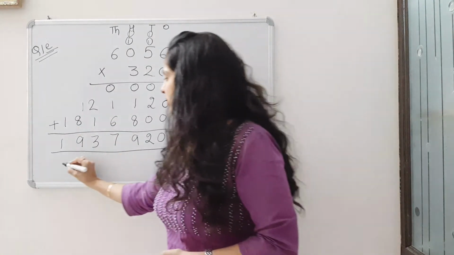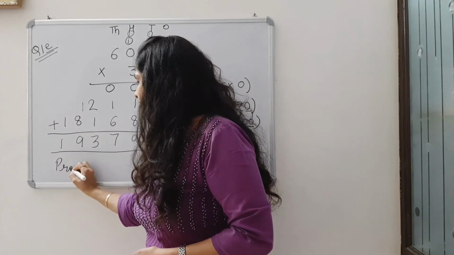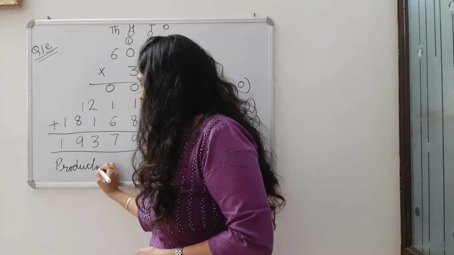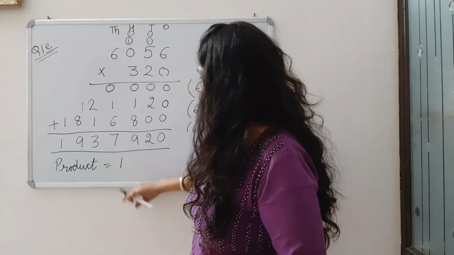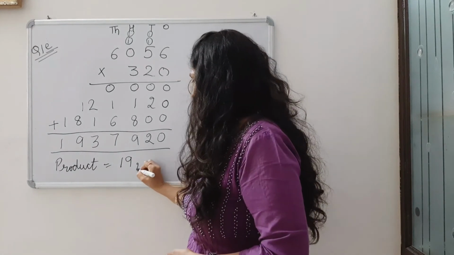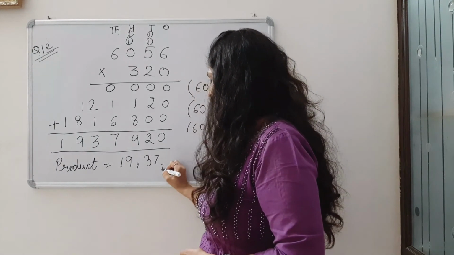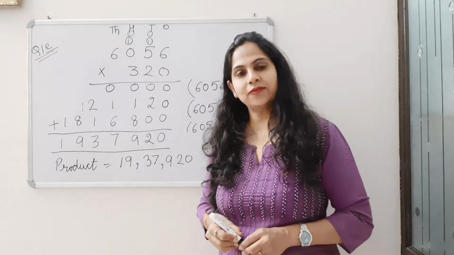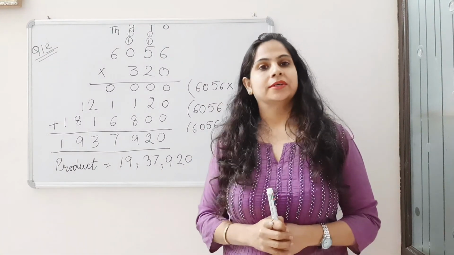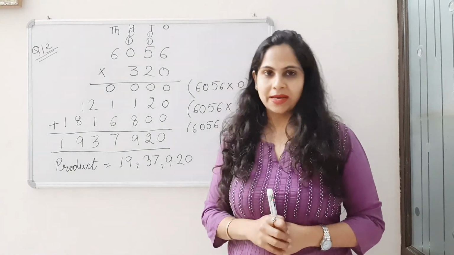Okay. So the product of this E part is 19 lakh 37,920. This is the product of the E part. Now, question number 1 from my side is over.